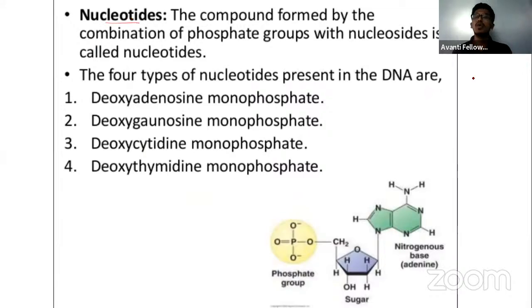If I ask you, what is our DNA made up of? You told me that it is a polymer. Now, what is a polymer? A polymer is something that is made of monomers. Correct? So, what are our monomers?